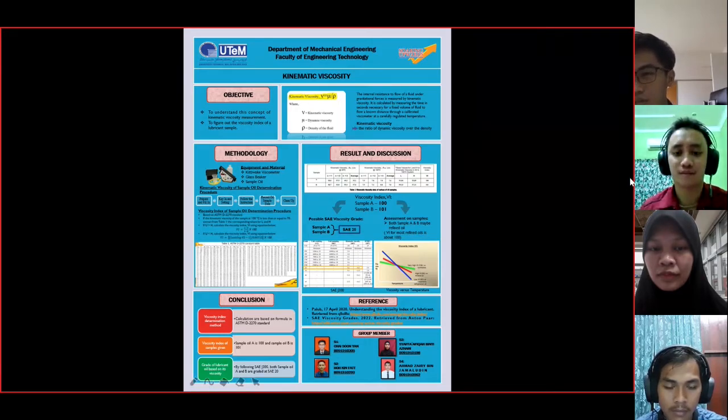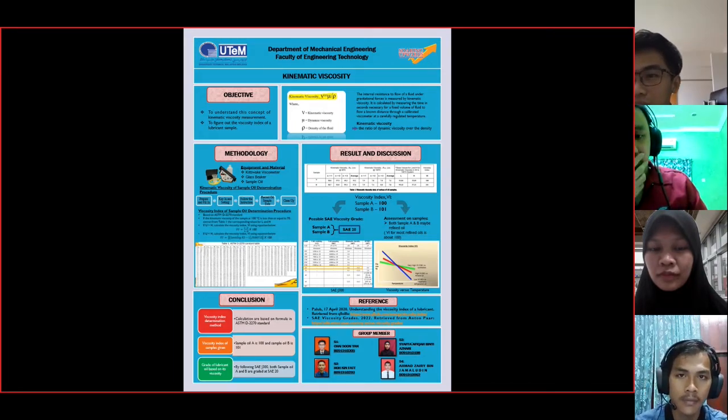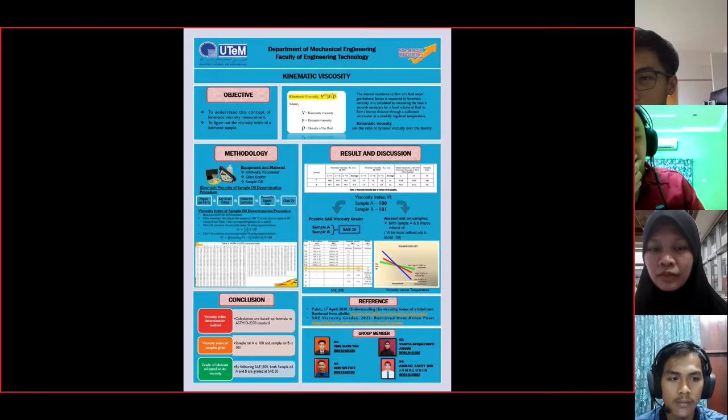SAE refers to the Society of Automotive Engineers. The viscosity grade is important because it determines that the vehicle runs smoothly, keeps the engine cool, and avoids damage to the engine. From here, we use the kinematic viscosity at 100 degrees Celsius for sample A and sample B to determine which grade the engine oil is.